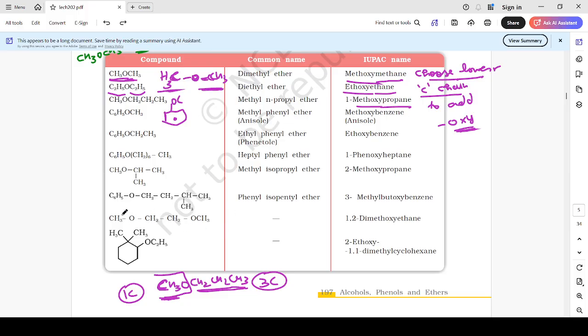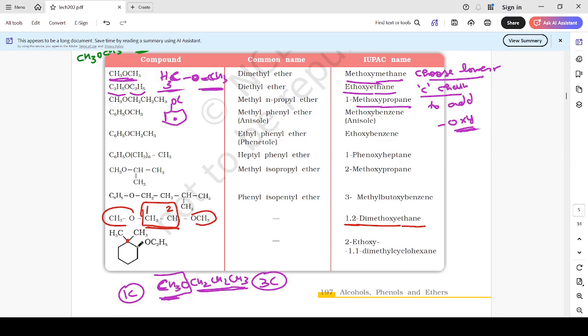The next one. Now you can see the functional group has increased more than one time. So I should choose my parent and I should say where is the functional group. This is 1, this is 2. At 1, 2 position there is dimethoxyethane. Ma'am, why ethane again? Because there are 2 carbons here. That is the parent chain. Clear? Okay, ma'am. Next one.